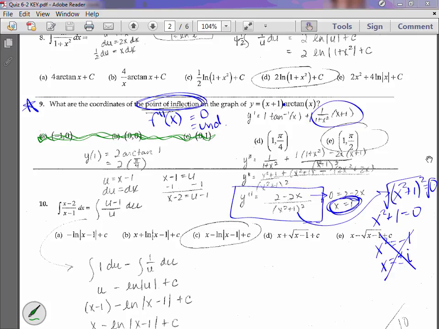Once I know x, how do I find y? Put it back into our original. So that's what's happening over here. So taking 1 and putting it in, and then you need to know your unit circle for that. And we get for our y value, 2 times pi over 4, which is pi over 2. All right, questions with that?